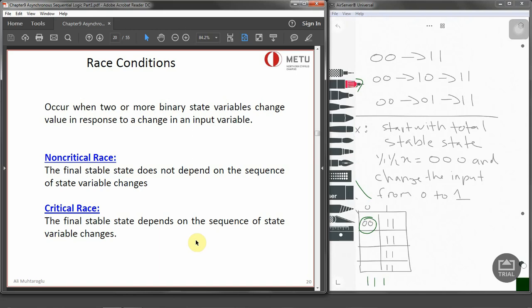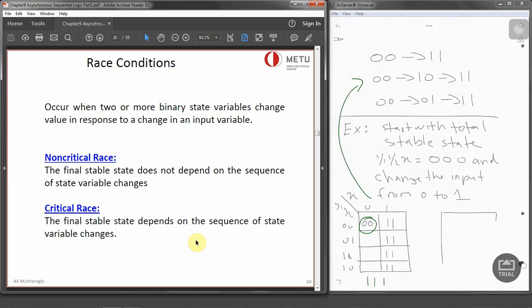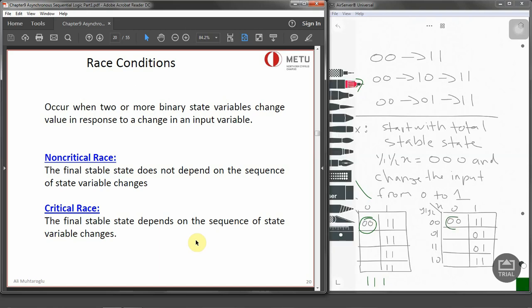Or let us consider another example where we have a transition table 0, 1, so 0, 0, 0, 1, 1, 1, 1, 0, and y1, y2, and x. So we start with 0, 0. By changing the input, we can maybe go to 1, 1, or from 0, 1, we have another stable operation which is 0, 1, or from 1, 1 we can go to 0, 1, or from 1, 0 to 1, 1. Now in these cases, we have the stable states 0, 0 and 0, 1.